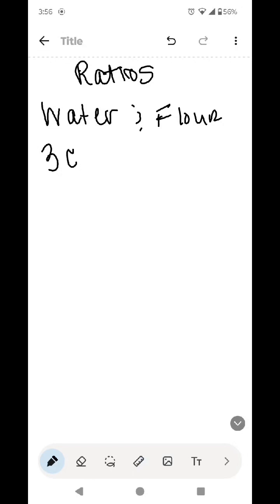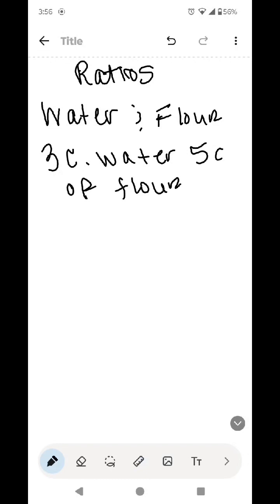So it says for every 3 cups of water, my recipe is going to use 5 cups of flour. That's going to be my ratio, okay? Water and flour. So W to F would be 3 to 5. You can also write this as a fraction, 3 over 5.